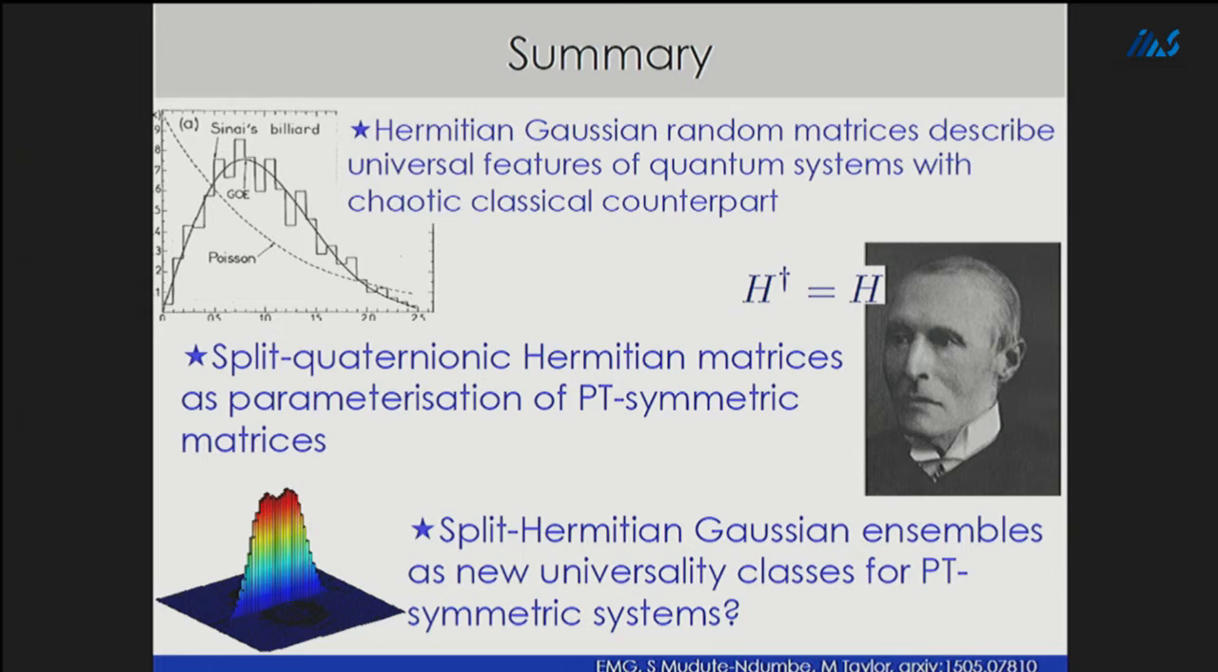And there's of course a question mark here. Is that a new universality class? We don't know. First of all, we have to calculate n by n systems more than numerically. But then, of course, you have to look into examples of PT-symmetric chaotic systems and see how their spectral features behave before we can say anything more.